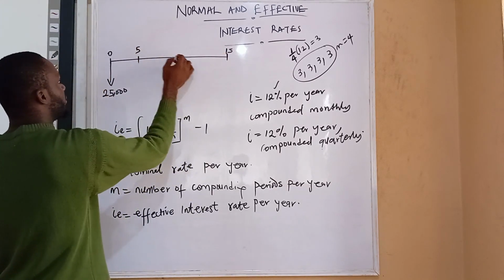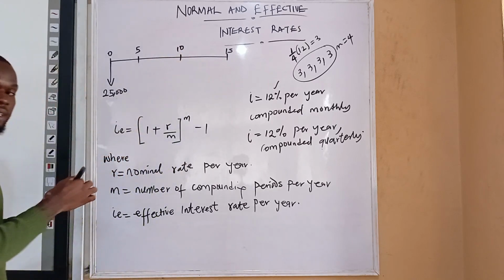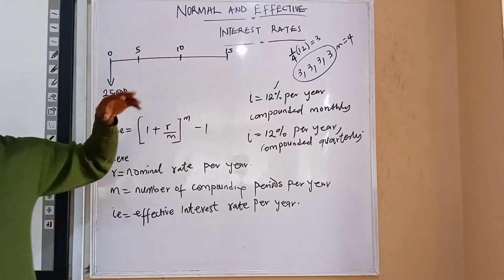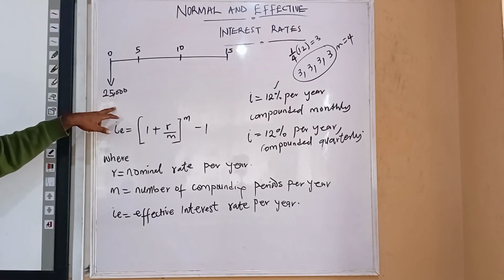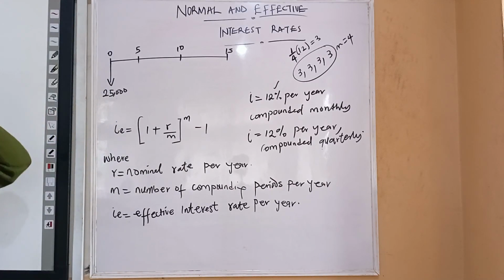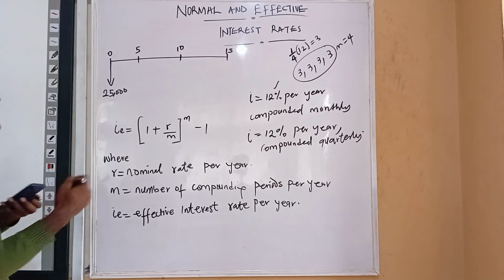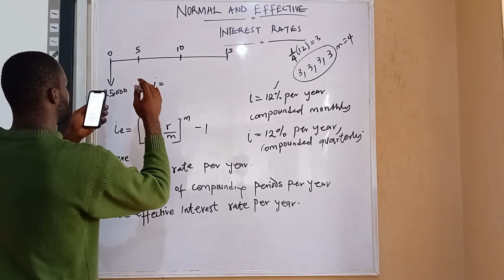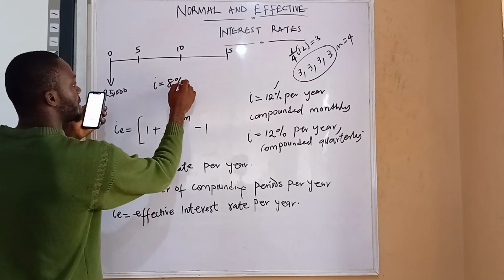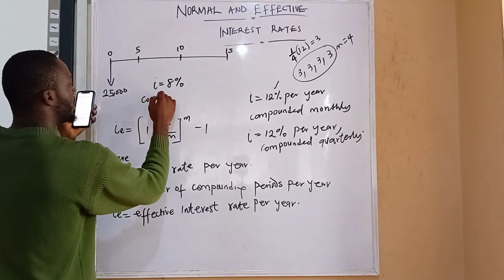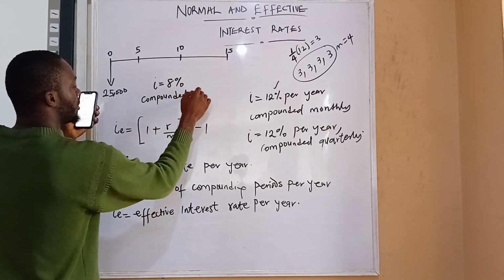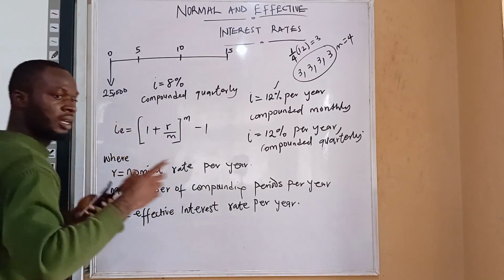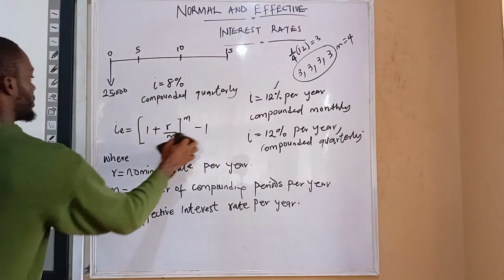So this is a long period. The bank is compounding the interest for this person every quarter. We know that the interest rate here is 8% compounded quarterly. Let me read it again so this will capture it.